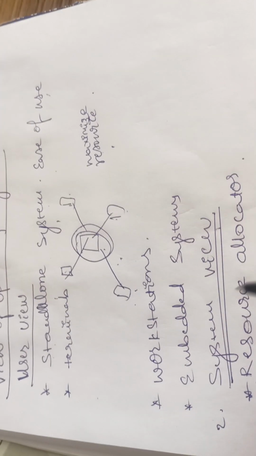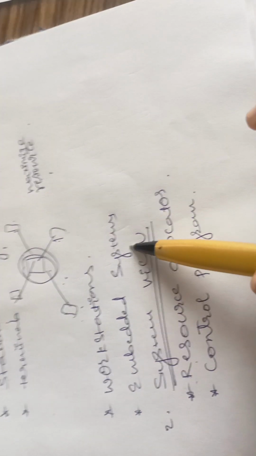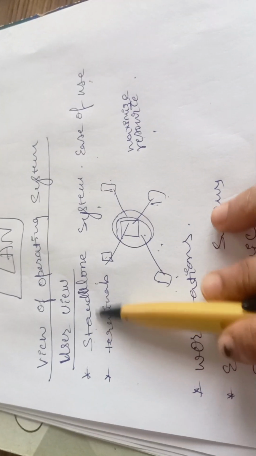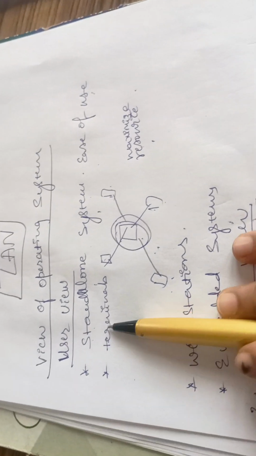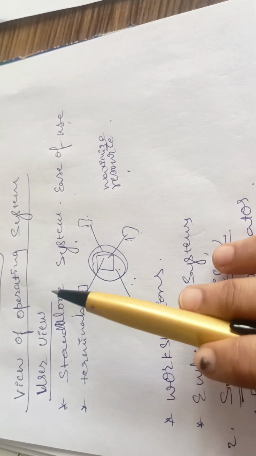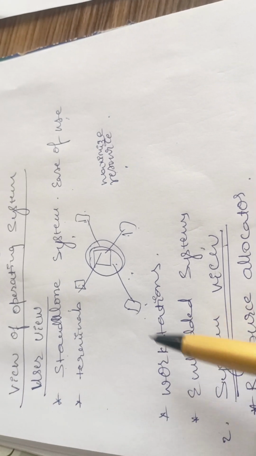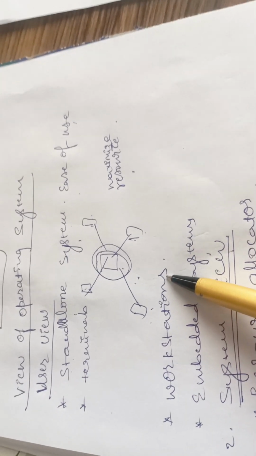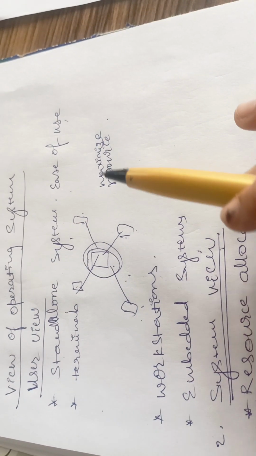So there are two views. The first one is the user view and the other one is the system view. In the user view, if the user is at a standalone system, it should be easy to use. If the user is using different terminals, it should maximize the resources. And if the user is working at workstations, then it should be easy to use and also maximize the resources.